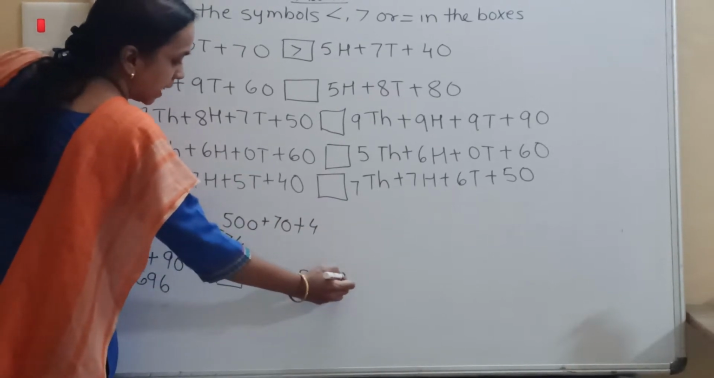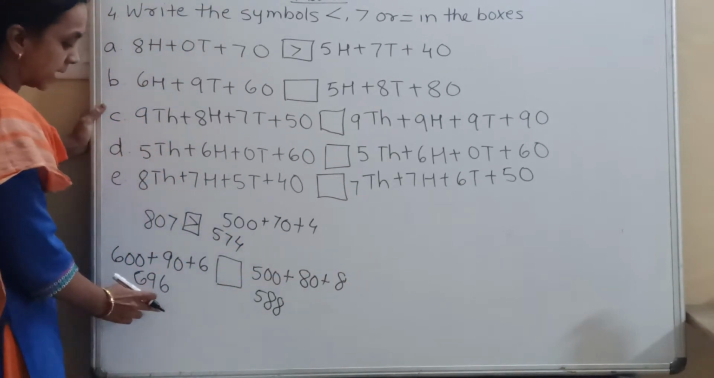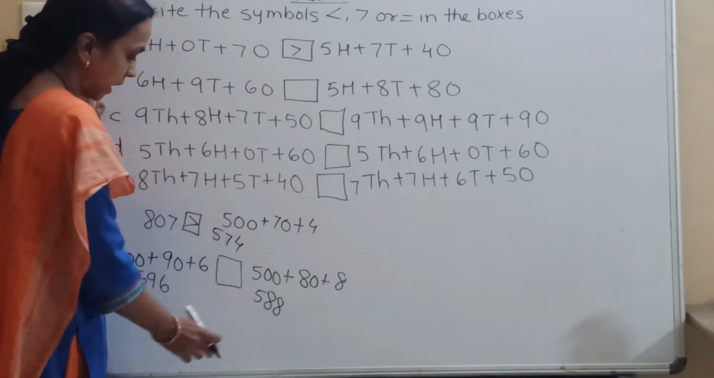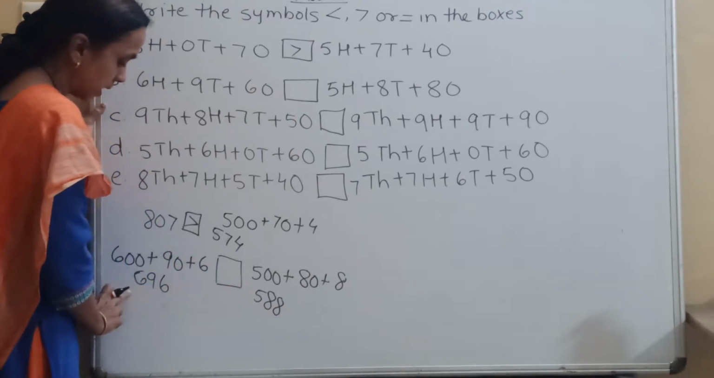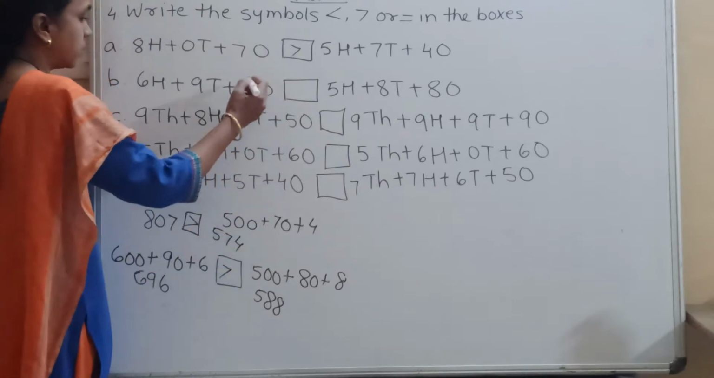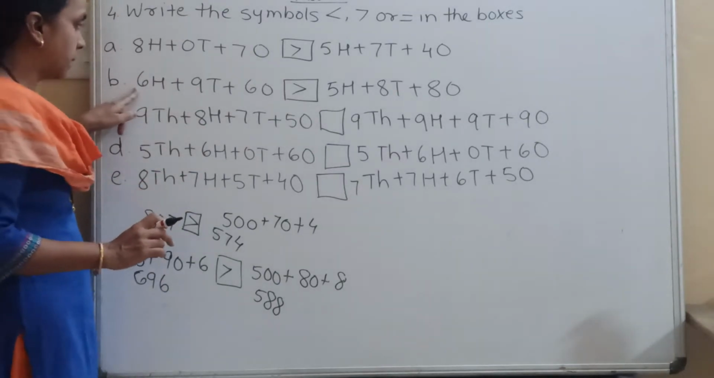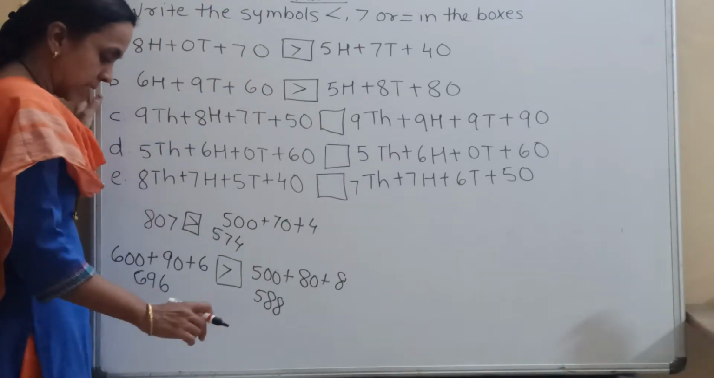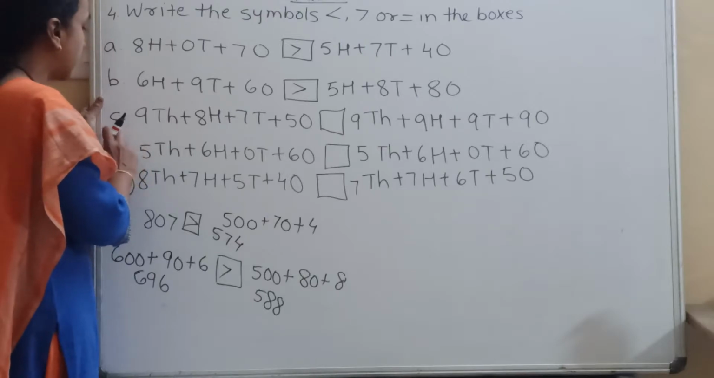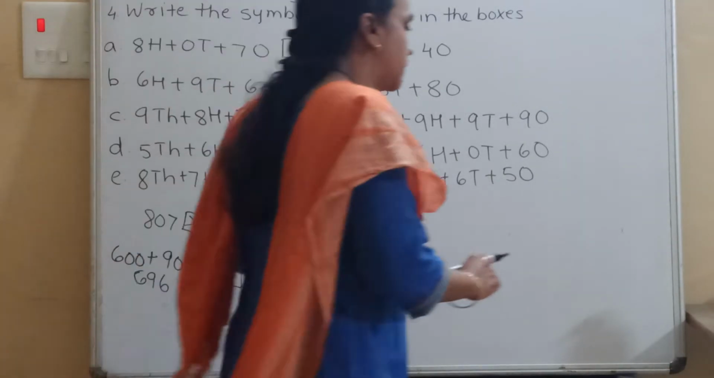So 588. So 696 and 588. So which number is bigger here? 696. So this sign should be towards this number. Okay. Now see the question. 9000. Now we will see.